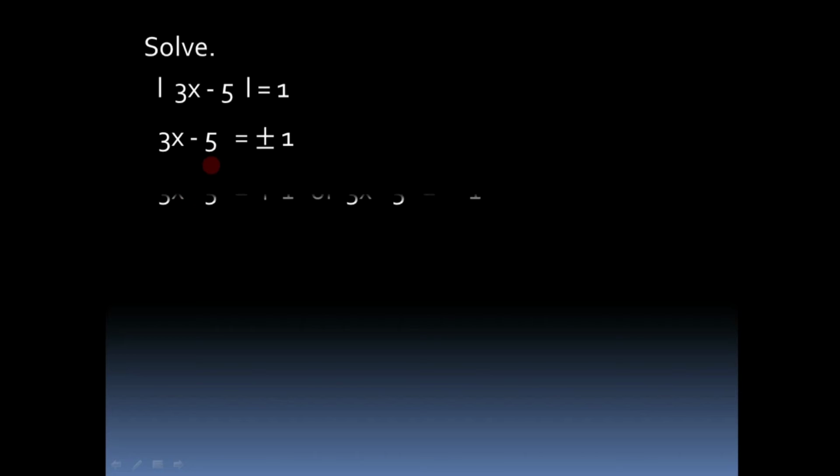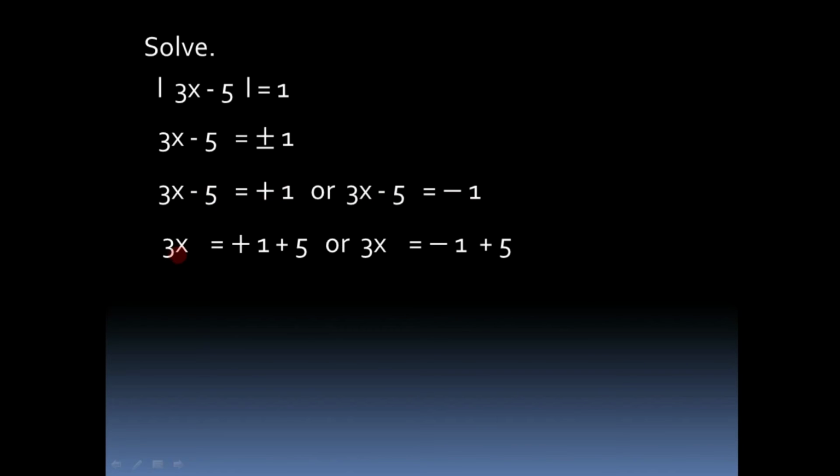That is, either 3x minus 5 is equal to plus 1, or 3x minus 5 is equal to minus 1. If we take minus 5 to the right hand side, we will get 3x is equal to 1 plus 5, because minus 5 coming to the right hand side will become plus 5. For this one also, minus 5 coming to the right hand side will become minus 1 plus 5. If we solve ahead, we get 3x is equal to 1 plus 5, that's 6, or 3x is equal to minus 1 plus 5, that's 4.